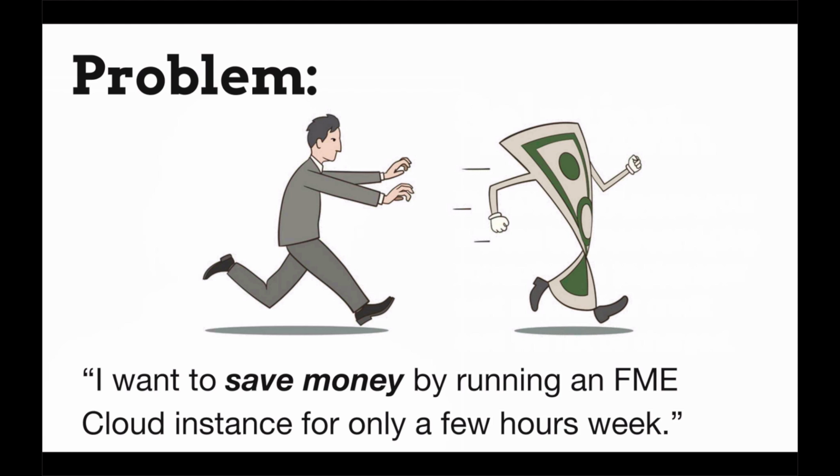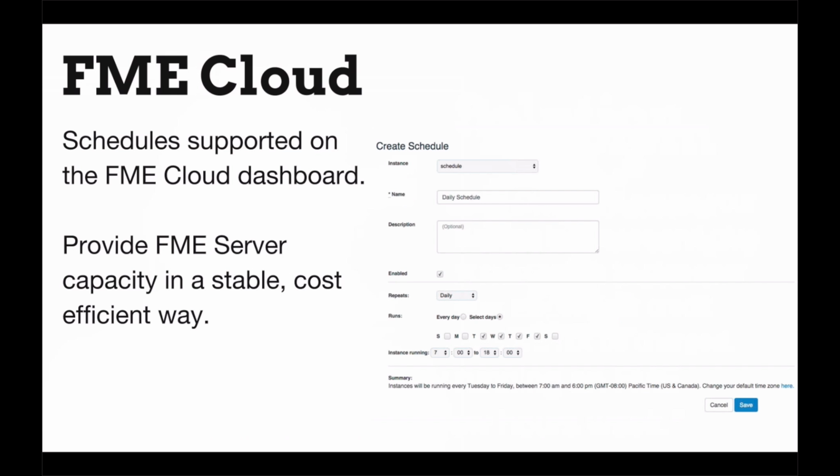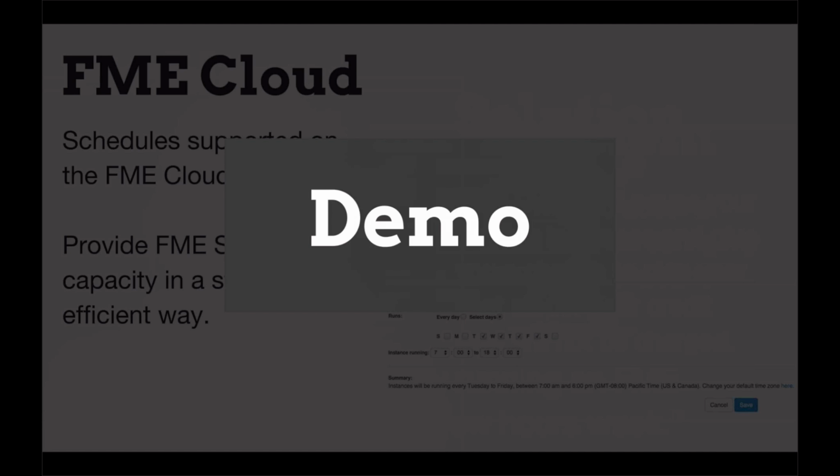You could manually create an instance. Then you could pause it, and then you could resume it, pause it, resume it, whenever you wanted. But it was a manual process. And so again, we looked at this and we said, how can we save our users money by making it easier? So now we've introduced this whole notion of FME Cloud schedules. I'm going to show you how those work.